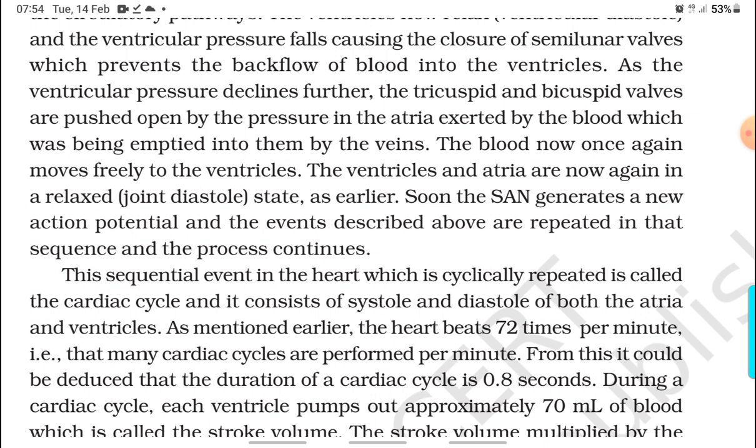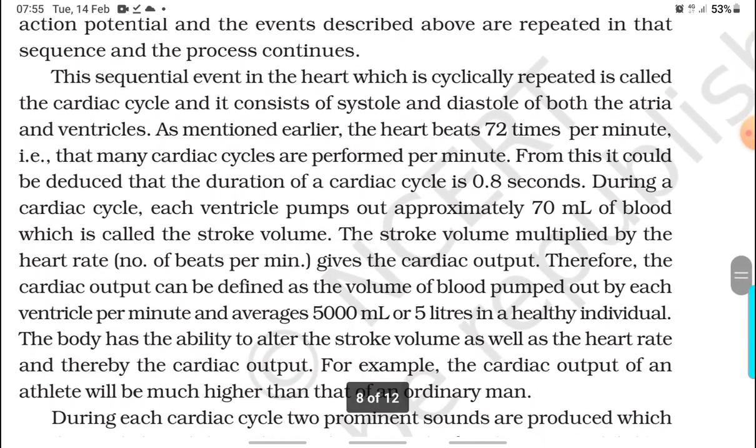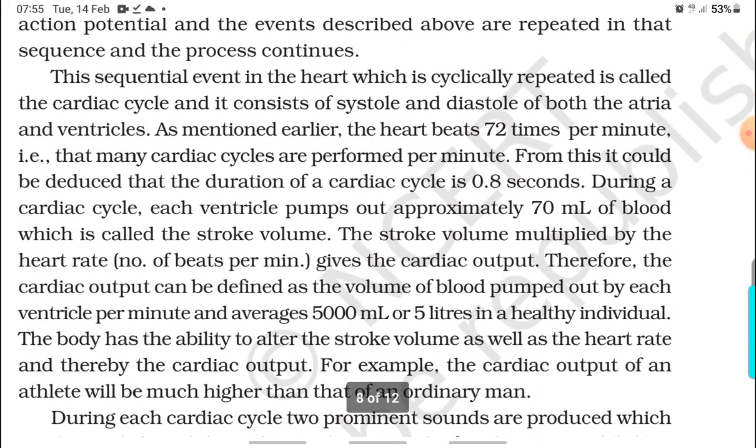Soon the sinoatrial node generates a new action potential and the events described above are repeated in that sequence and the process continues. This sequential event in the heart, which is cyclically repeated, is called the cardiac cycle, and it consists of a systole and diastole of both the atria and ventricles. As mentioned earlier, the heart beats 72 times per minute. That is, that many cardiac cycles are performed per minute. From this, it could be deduced that duration of the cardiac cycle is 0.8 seconds.